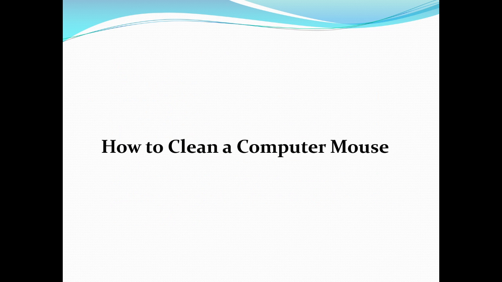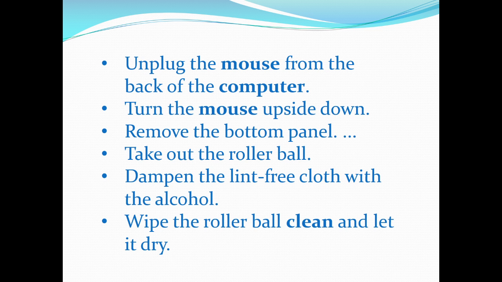Also, you can moisten a cotton cloth or a paper towel with rubbing alcohol and use it to clean the tops of the keys. The next part is how to clean a computer mouse. The mouse, or the mouse pad on which you commonly work, must again be unplugged from the back of the computer. Turn the mouse upside down. Remove the bottom panel. Take out the roller ball. Dampen a lint-free cloth with alcohol, wipe the roller ball clean and let it dry.